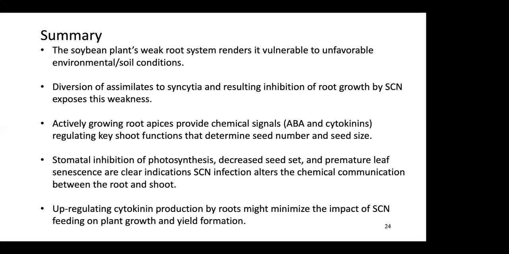All the things that we talked about: stomatal inhibition of photosynthesis, decreased seed set, premature leaf senescence. I mean, it's pretty clear that those signals, that communication to the shoot, has been altered by the presence of a soybean cyst infection. So hopefully we can overcome that if we're clever enough. And one example I've provided is, we know we can upregulate cytokinin production. That's not hard to do. But can we do it in a way in soybeans that minimizes the impact of soybean cyst? That would be kind of a fun thing to talk about.